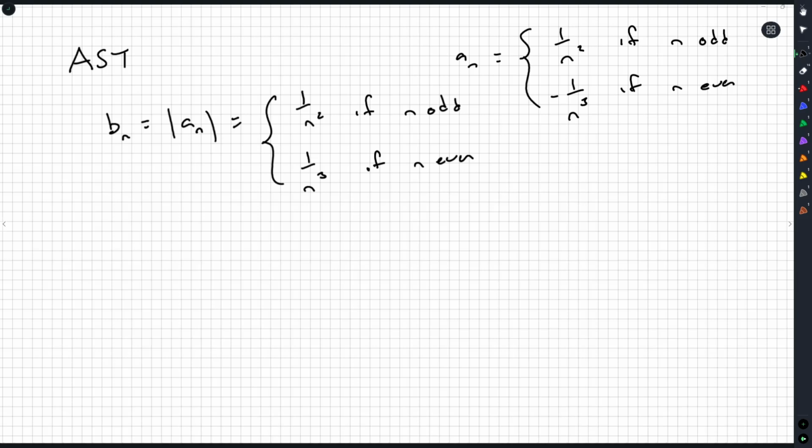Now, I should point out that, again, this isn't relevant to showing the alternating series test fails, if in this case it does converge, but it's important to sort of think theoretically.